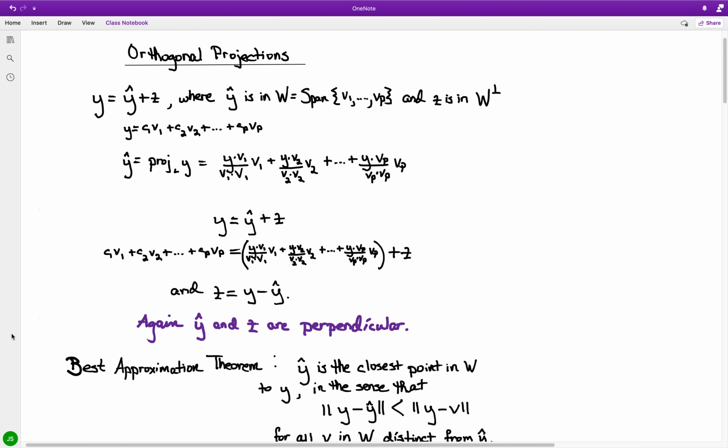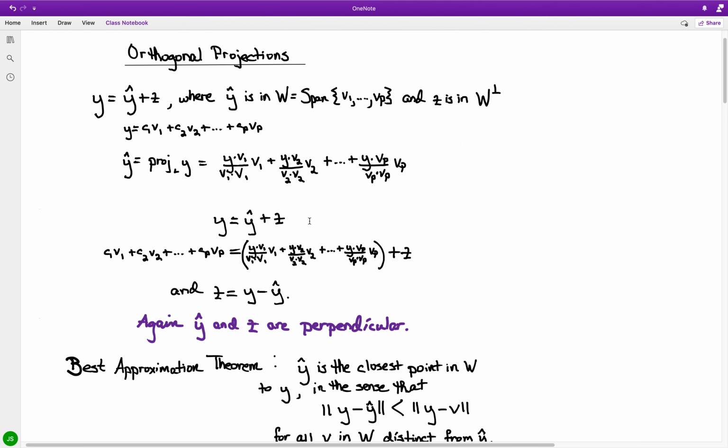Again for our equation, you have y is equal to the projection of y plus z. Again, y is the sum of linear combinations of weights and vectors, and we have the algorithm for the projection of y onto L, representing the line that runs through each vector and the origin. And we have once again our combination.